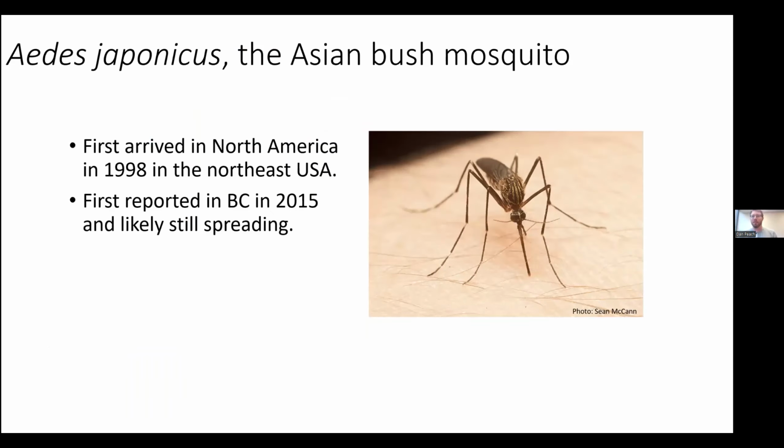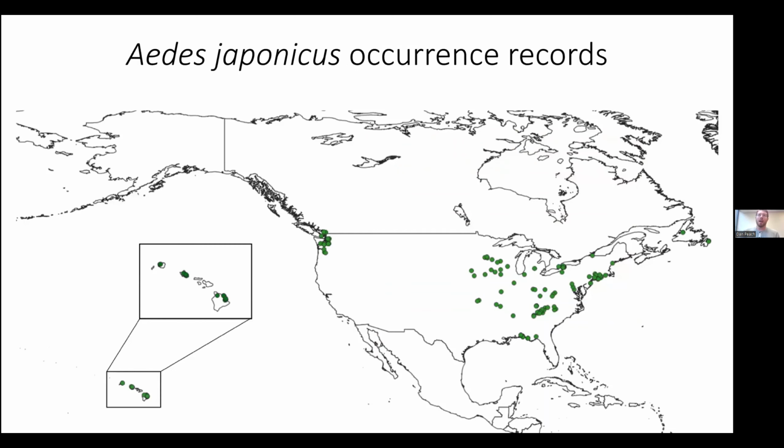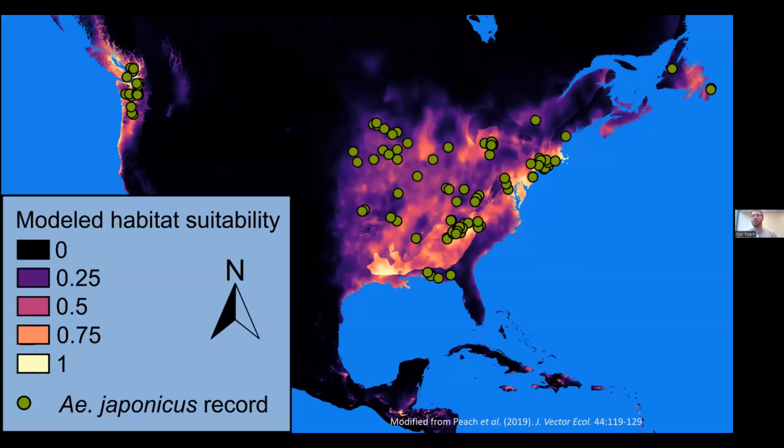We've also had Aedes japonicus come through lately. This is an invasive mosquito that first arrived in North America in 1998, in the Northeast USA. It was first reported in BC in 2015 from 2 locations in the Fraser Valley. These are distribution records for it across North America. I've since found it in 2 or 3 other places in the Fraser Valley, as well as a record from southern Vancouver Island. But I took these records and put them into our machine learning program.